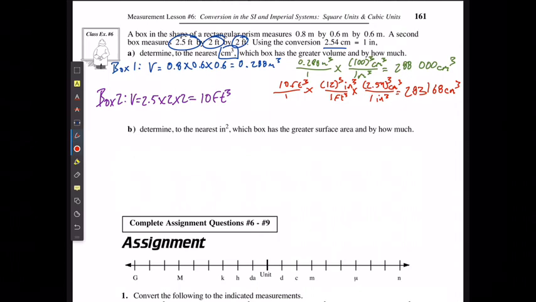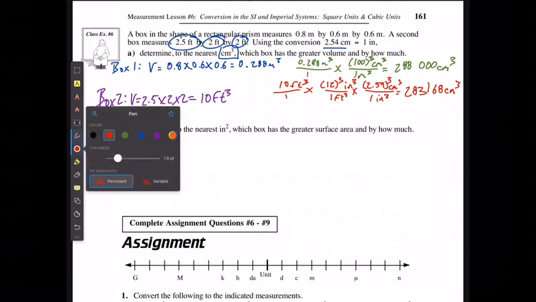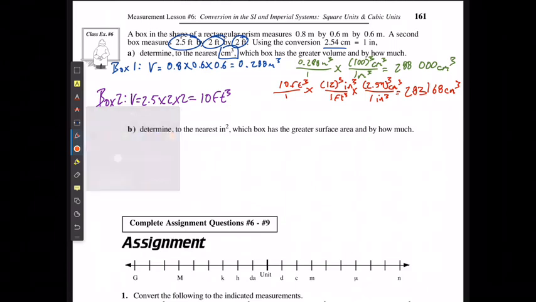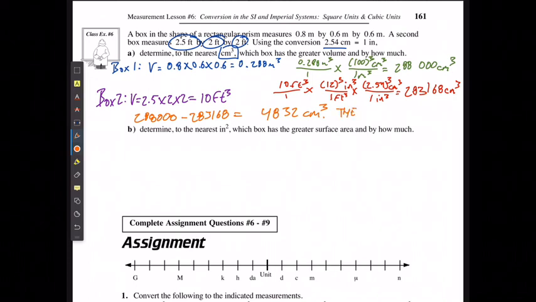What is the difference? Well, if I have 288,000 minus 283,168, it's going to be 4,832 centimeters cubed. The first box is bigger.